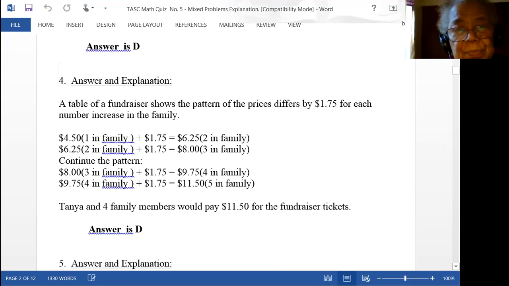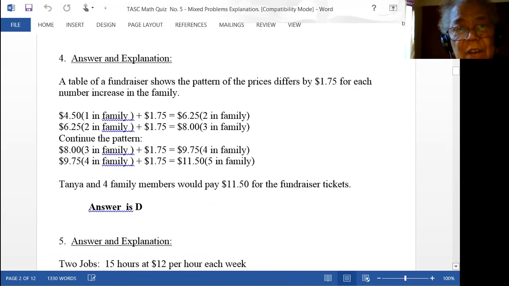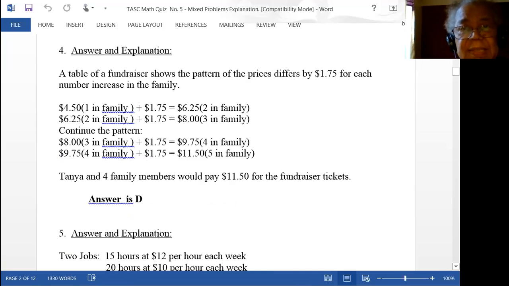Number 4, that's a table of a fundraiser. It shows the pattern of the prices, okay? Now, if you look at the pattern of the prices, our question was what would Tanya and 4 of her family members pay? That means there would be 5 total people. Now, when we look at the trend that's here, we see it's changing by $1.75. $4.50 plus $1.75 for 2 in the family gives you $6.25 for 2 in the family, a total of 3.